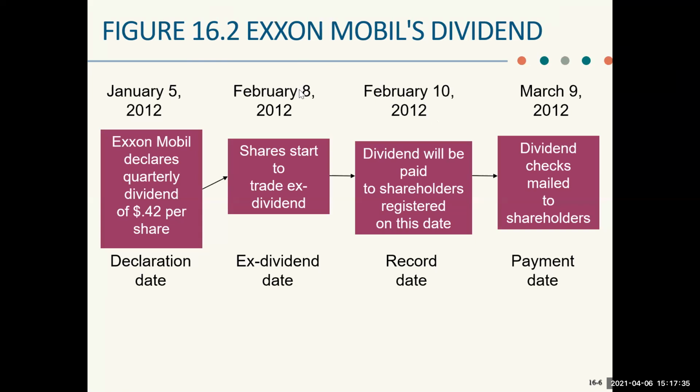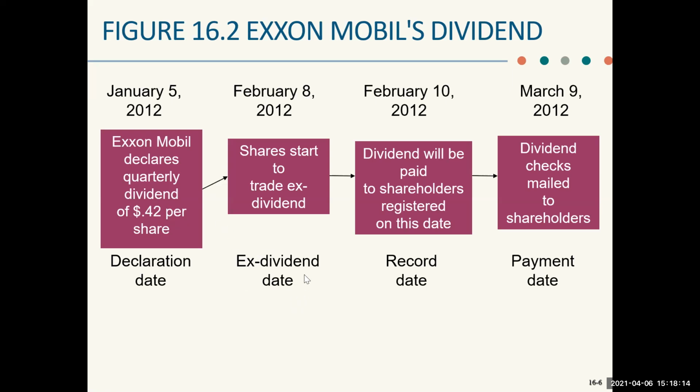Then what is February 8, you may ask. February 8 is a date from the morning of which, whoever buys the stock is not entitled to this dividend. If you buy the stock of ExxonMobil on February 8, you should know that you will not get this dividend. That's what ex-dividend date means. If you hold the stock right now, or buy the stock before February 8, which is February 7 and so on, then you are entitled to this 42 cents dividend.